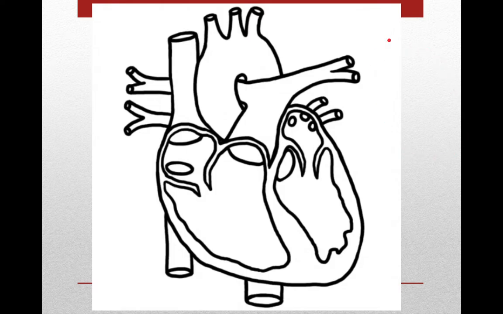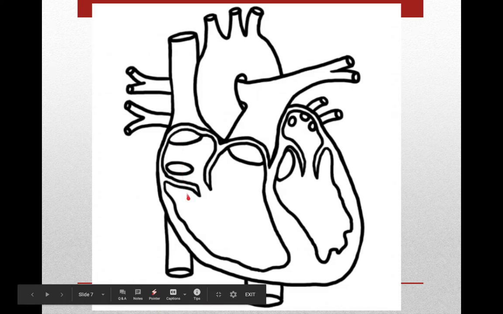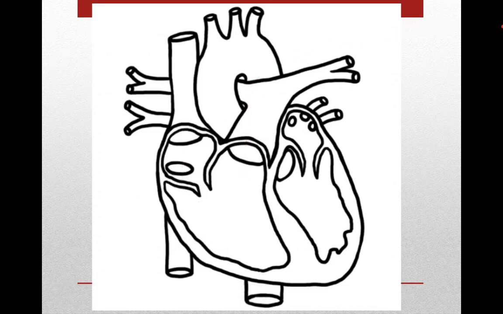What type of blood flows through the right side of the heart? Does it have carbon dioxide or oxygen? Hopefully you said carbon dioxide, because this blood comes from the rest of the body, has carbon dioxide in it, and it goes to the lungs to get rid of the carbon dioxide and pick up the oxygen. Okay, now we're going to learn what the oxygenated blood does and how it gets to the rest of your body.